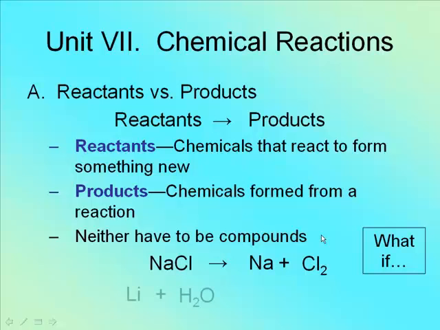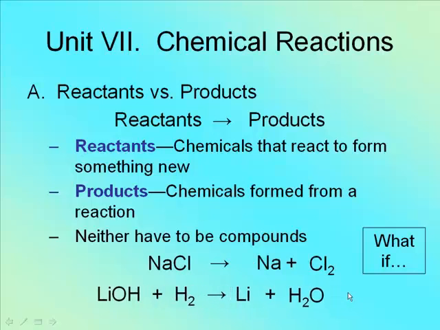Here's a different example. Lithium plus water. Great exothermic reaction. Take an element, combine it with a compound, and you get a compound and another element. What if I switched it? Well, same principle. Compound, element, element, compound. Does not matter. And again, notice the arrow is always pointing from left to right. So when I first set these up, the sodium and the chlorine were my reactants and my sodium chloride was my product. Now my sodium chloride is my reactant, and sodium and chlorine are my products.